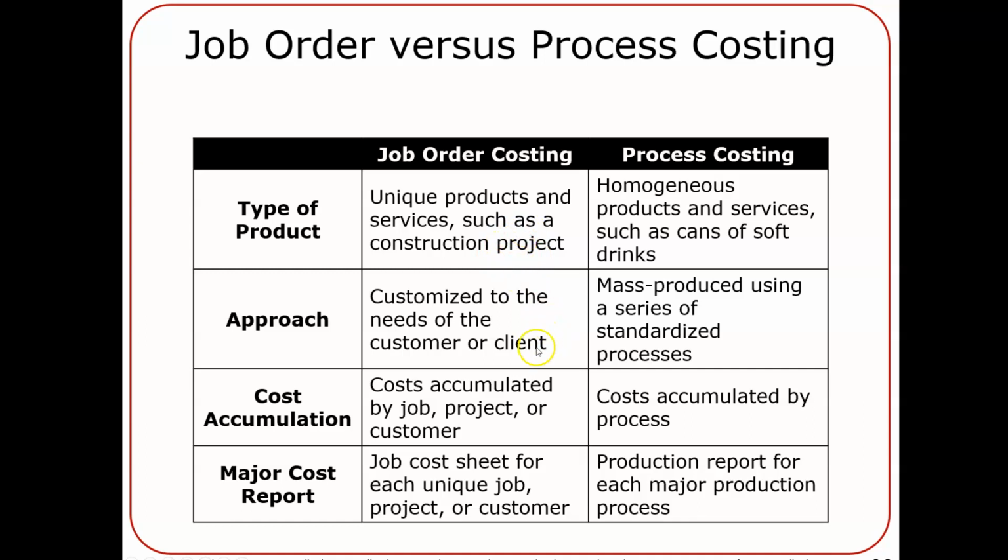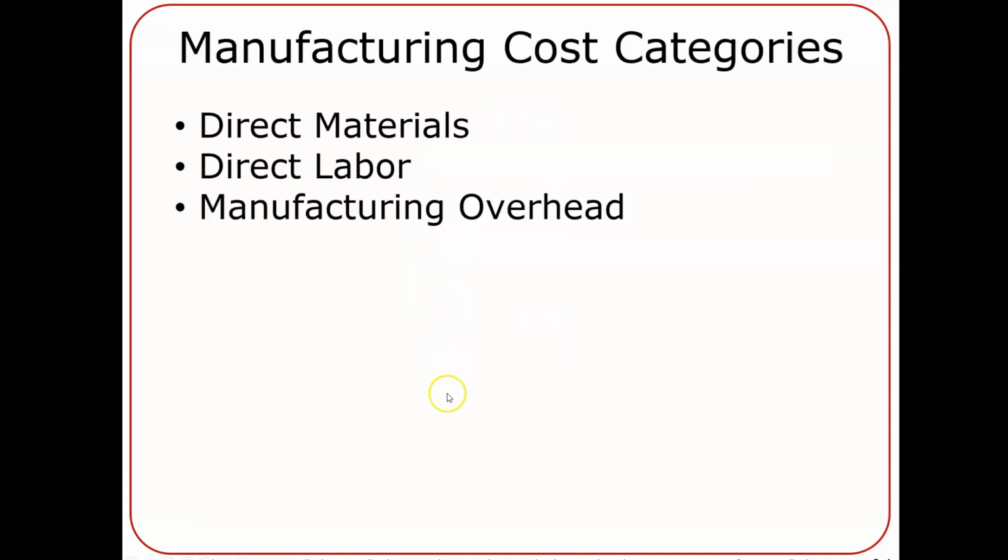So job order costing is really just keeping track of unique products or services, like a construction project. So it's customized. We have this customized process where every customer might get a different thing. We still need to track costs, and we need to know how much a particular job costs so that we can price the job appropriately. That's the basis for job order costing.